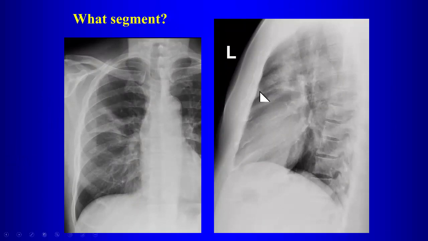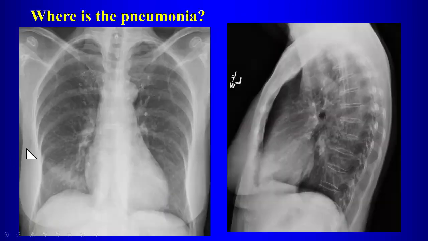So here we can see the minor fissure going across. The opacity is here. So that's in the anterior segment of the right upper lobe. Okay. This one.